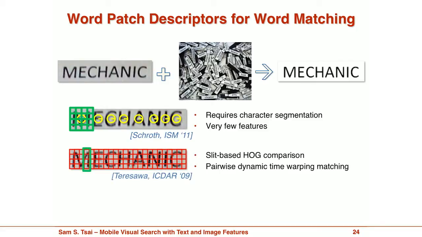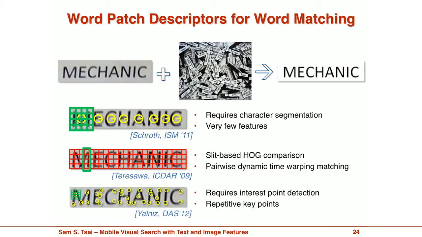This requires character segmentation, which sometimes works and sometimes doesn't, and generates a very small amount of features. Tsai, on the other hand, proposed to extract HOG features from subblocks within the WordHOG, and he used a sequence of HOG features to perform matching. He used dynamic time warping to compare pairs of WordHOGs. Yalnis proposed to extract interest points on the WordHOG itself, but as mentioned, it would generate repetitive key points and it would require an additional stage of interest point detection.